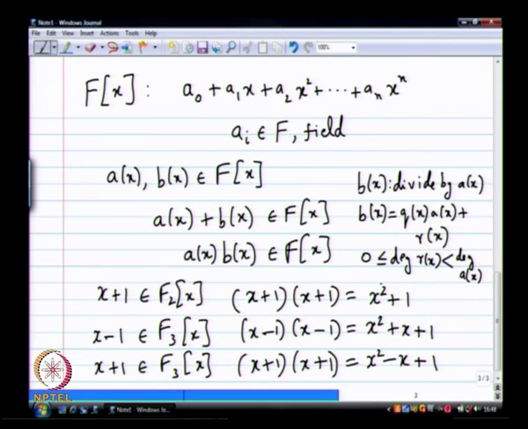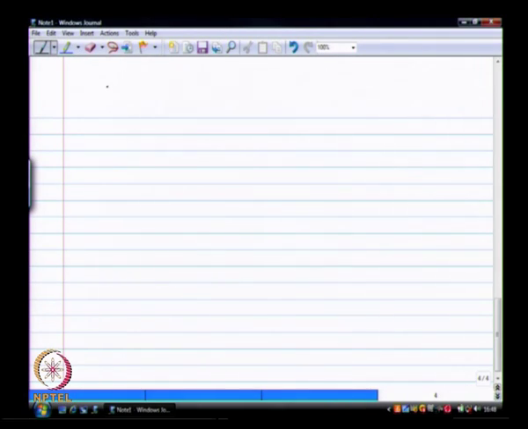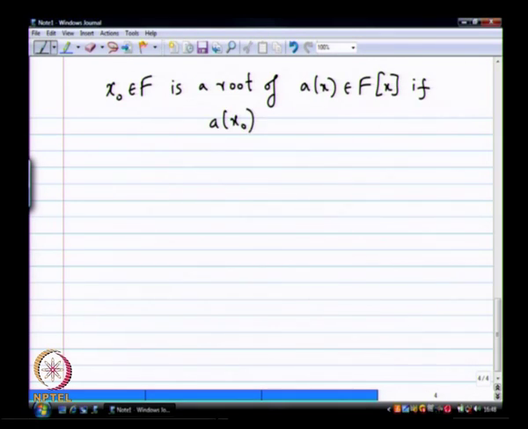So, these are the various things about polynomials that you should be comfortable with. The next notion, I think I wrote about that notion also, but let me remind you once again, is about roots or zeros. When do you say x naught in F is a root of a of x belonging to F[x]? If a of x naught is equal to 0, right. So, you plug in x naught instead of x, and evaluate that whole thing. Why can I evaluate it?